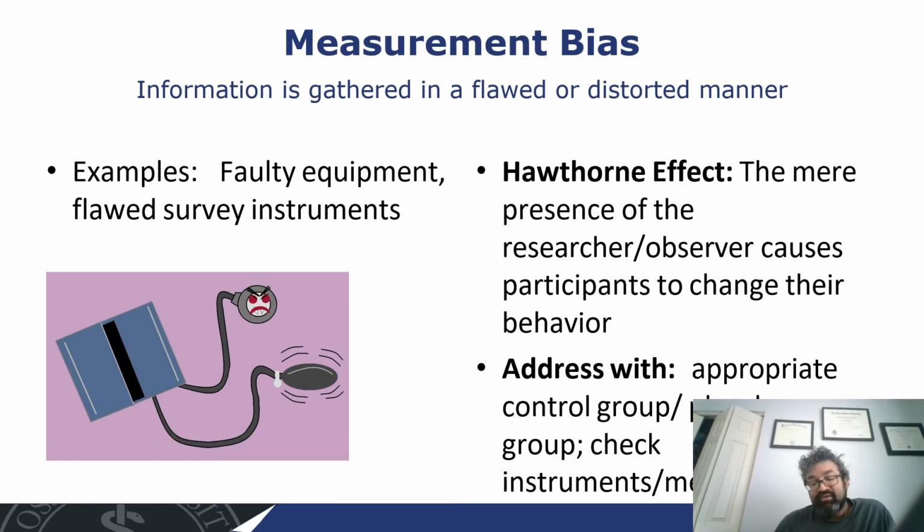Measurement bias, I went over the Hawthorne effect, which is always interesting because the mere presence of an observer can cause participants to change their behavior. But examples of measurement bias also is faulty equipment. And maybe the blood pressure cuff was a manual cuff, and people did not have much practice using that because nowadays it's electronic, but you went to a health fair and you don't have access to one. So that's a lot on operator error.